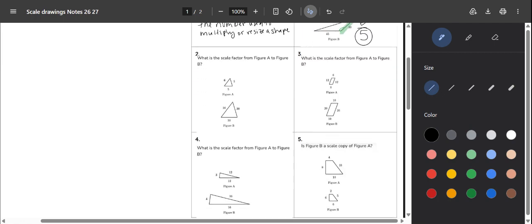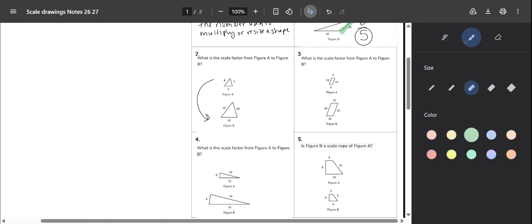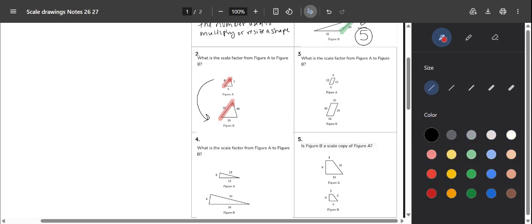Next we can look at 2. What is the scale factor from figure A to figure B? So again, we're going A to B. So let's find our corresponding sides. I'm going to go with this acute angle up at the top, and let's use this side here. So I've got 6 to 36, so 6 times x equals 36.